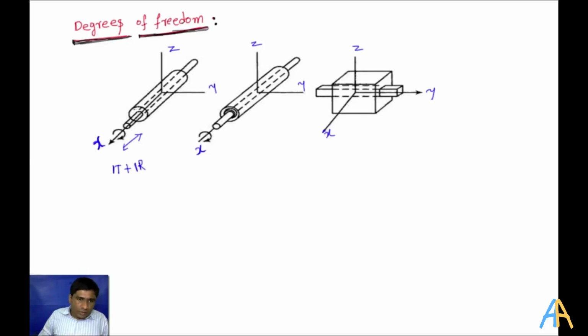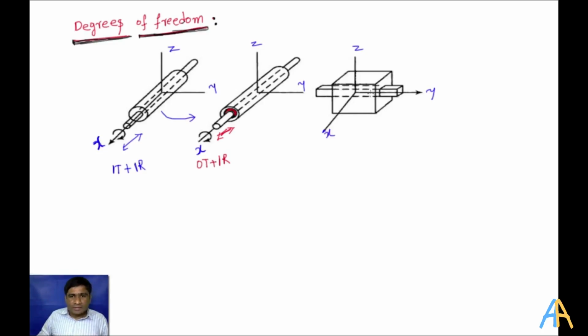And in this case, this is the same one, but here we kept one collar. So why did we keep this collar? If you keep this collar, it will prevent the translation along the x-axis. So here translation is arrested, and we have only one rotation about the x-axis. So here 0 translations and one rotation.